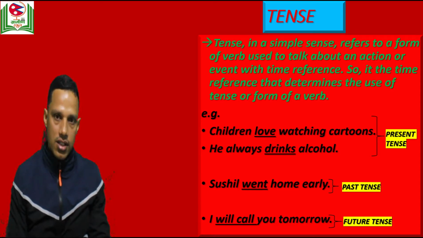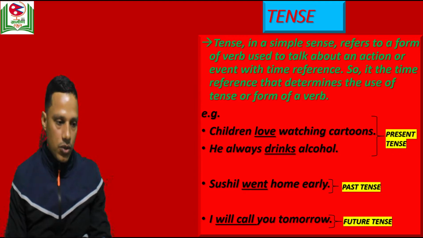So notice the verbs that have been underlined in these two sentences. In the first sentence, you can notice the verb love, which is underlined. In the second sentence, you can notice the verb drinks. The verb in the first sentence is in verb 1 form, or the first form of verb, and the verb in the second sentence is in verb 5 form, singular form. So this is also in the present tense.